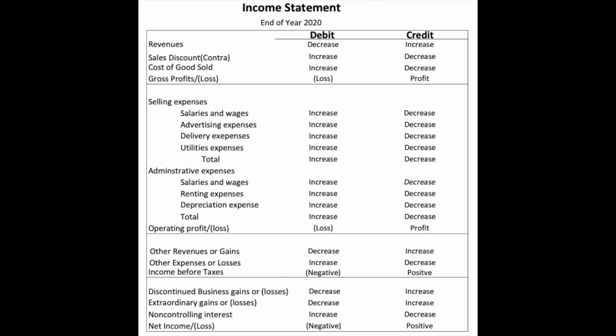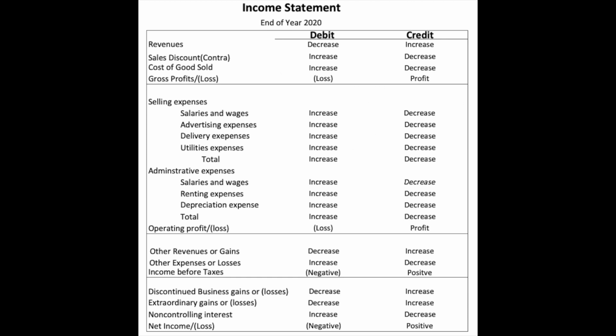Let's look at the income statement in the video and see the effect of double entry, or debit and credit, on each account. Revenues are the total amount earned from sales which are paid by customers or to be paid by customers in the future. Revenues increase with a credit and decrease with a debit. Sales discount increases with a debit and decreases with a credit.